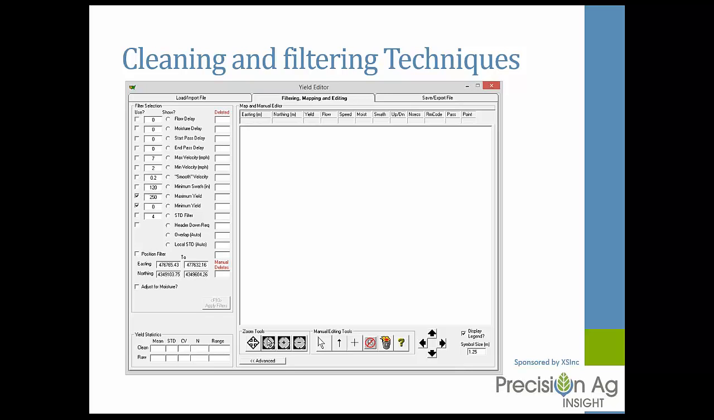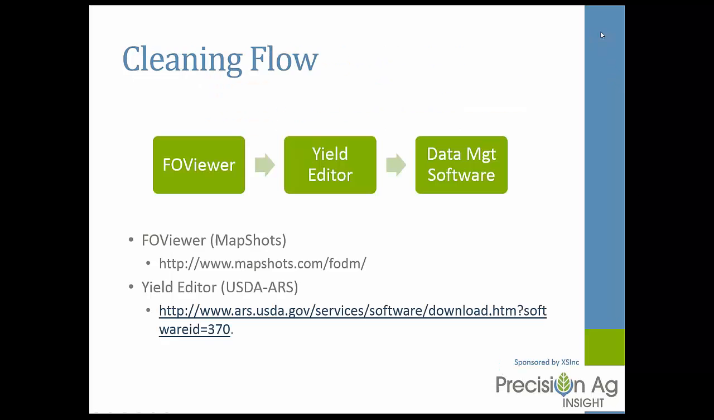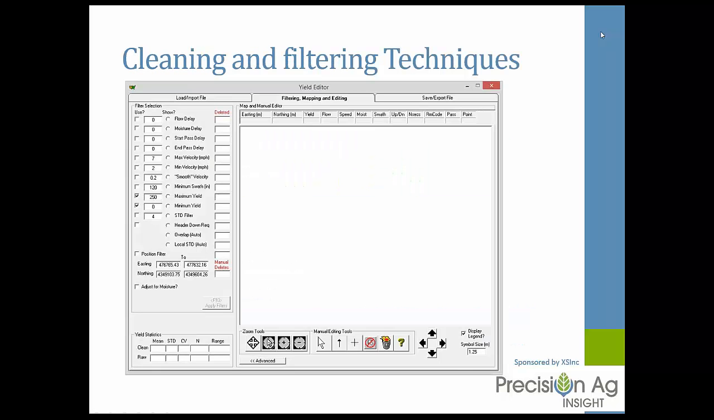The thing I like about this tool is that you really have the ultimate power over what factors, whether it be flow delay, max velocity, min velocity, min-max yield, things like that. You can set your parameters, and then also you can toggle back and forth to see what points it deletes, how many points it will delete. So you really have power to clean that yield data. And if you don't feel comfortable with some of those things, there is an automated option that will do that for you.